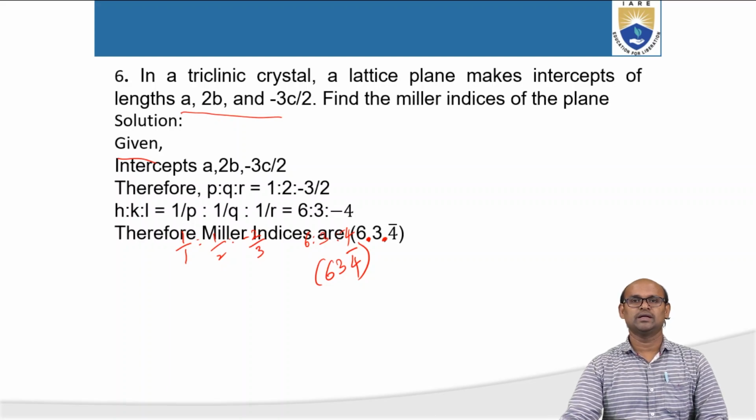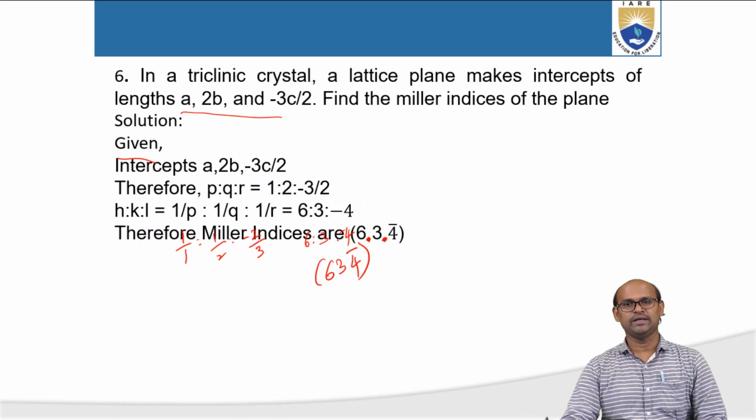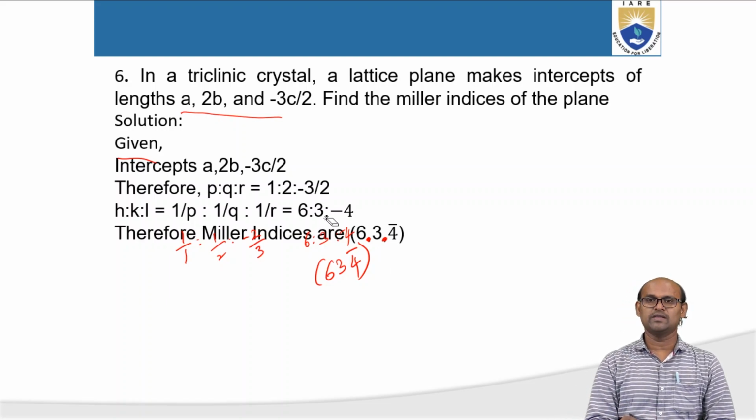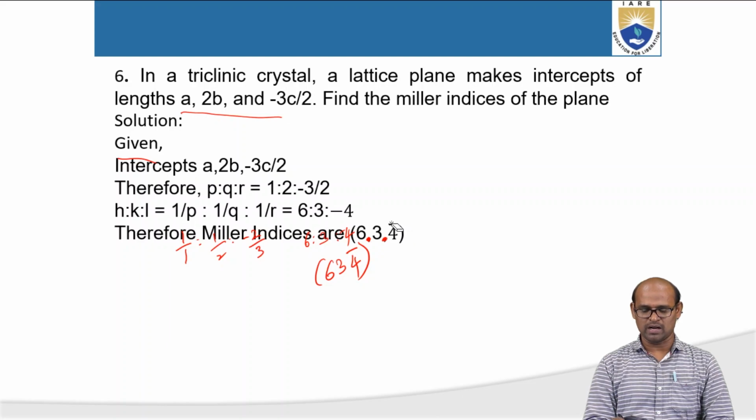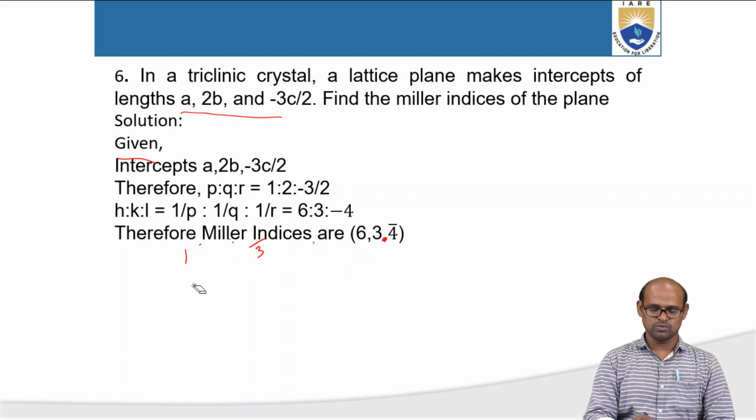Given the intercepts, always write the reciprocals. Once you write the reciprocals, if there are any fractions, multiply with the least common denominator. After multiplying, you are going to get integers. Put them in parentheses without commas. Those are the Miller indices. If you have any negative sign in front of any Miller index, put a bar on the same integer, removing the negative sign. Here there is minus 4, so I have put a bar on 4, removing the minus sign. These are the Miller indices for the given plane.